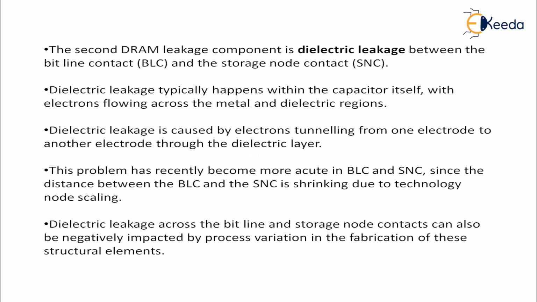So now what is a dielectric leakage? Usually it happens within a capacitor itself. With electrons flowing across the metal and the dielectric region, there is a flow of electrons. Because of that, within a capacitor itself, there is a dielectric leakage. Because we have two electrodes, and inside the electrodes we have a dielectric, there is a leakage and the electron is flowing across the metal and the dielectric region. Now, the dielectric leakage is caused by the electrons tunneling from one electrode to the other electrode through the dielectric layer.